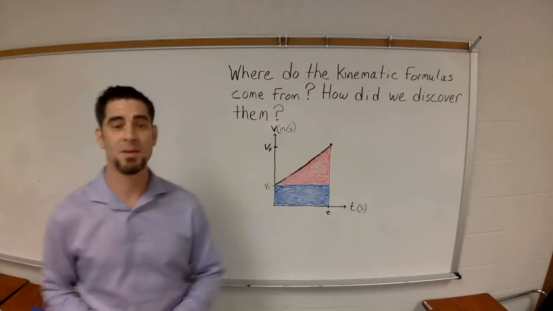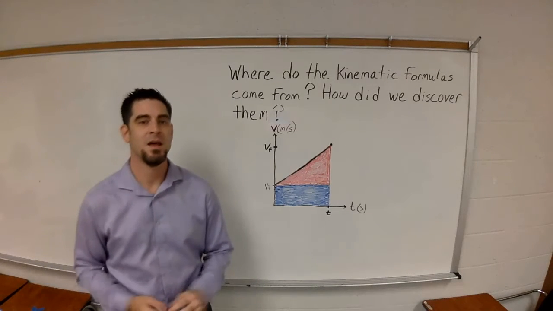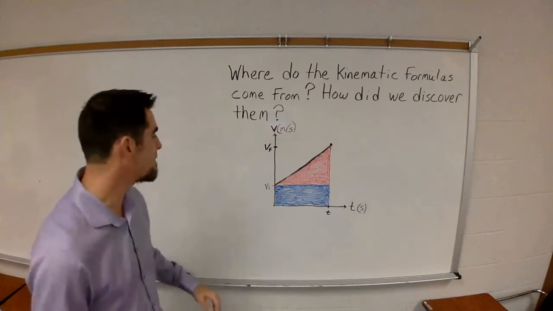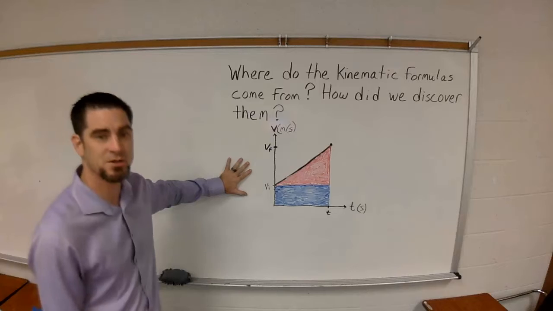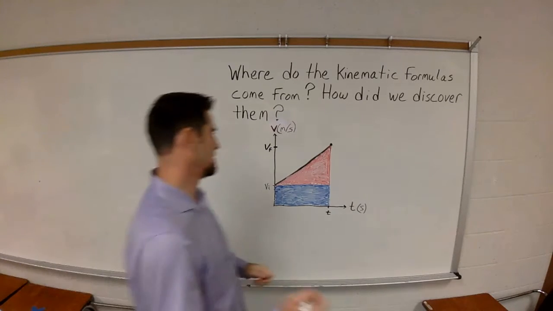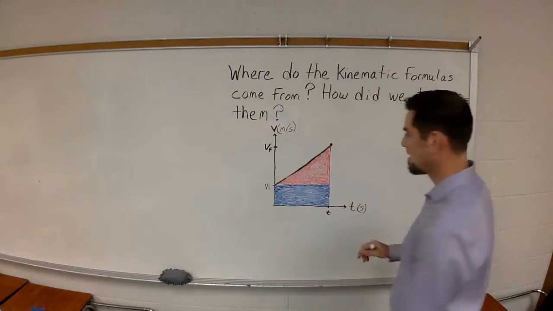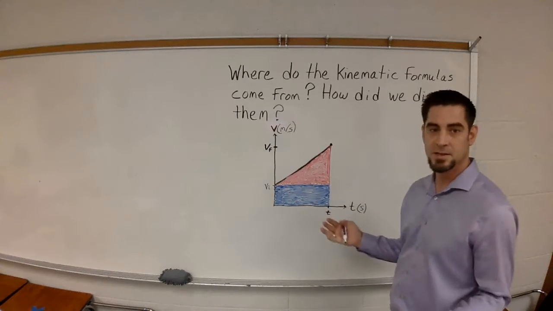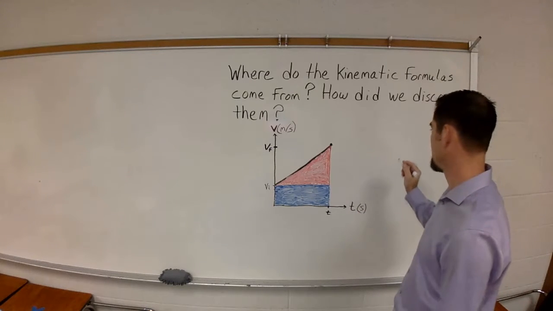Okay, we've talked a lot about the kinematic equations lately, and I just wanted to show you where they come from. We can derive all of the kinematic equations from a regular velocity time graph. So we know that the slope on a velocity time graph is equal to the acceleration, right?